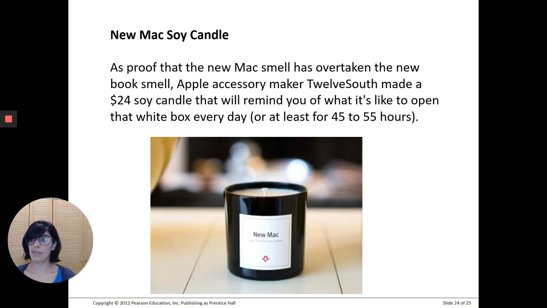Interesting idea. The candle that smells like a new Mac failed because nobody cares. The smell of a new Mac is not actually anything compared to the actual new Mac that you buy and open the box for. Terrible idea.